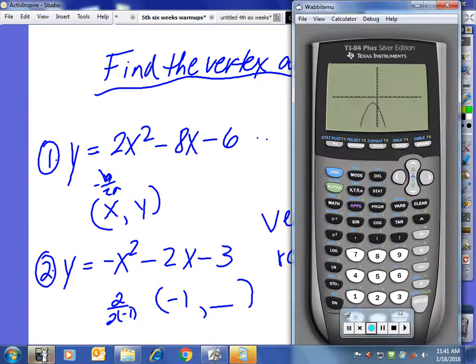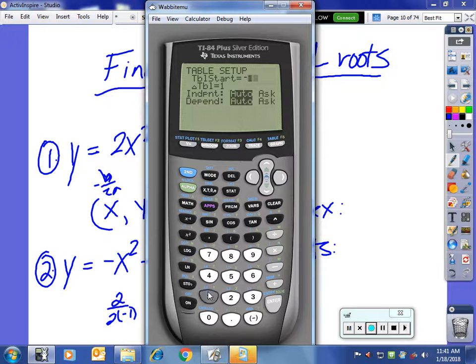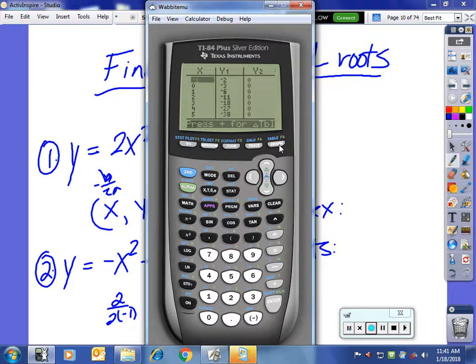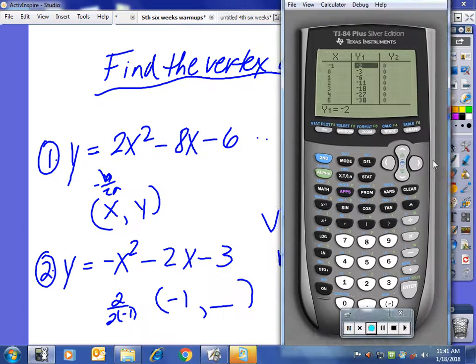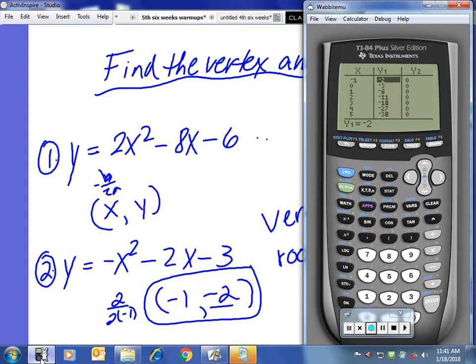How do I find the y that goes with it? I tell my table to start at negative 1. I go to my table of values and scroll over. What is my whole vertex? Negative 1, comma, negative 2. That's my vertex. A vertex has to be a point, an x number and a y number.